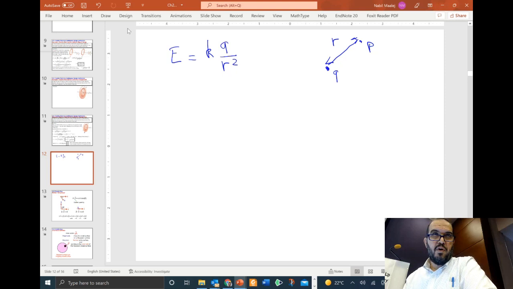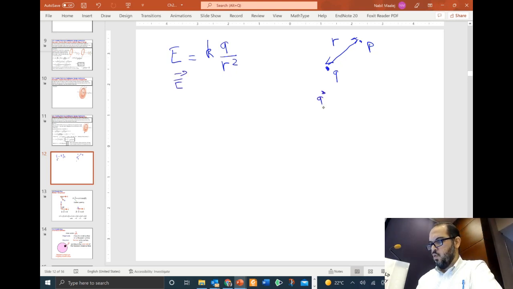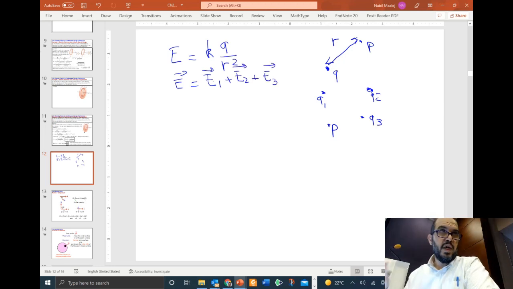So if we have a number of point charges, we can also use the superposition principle, and we said E total, if you have a number of charges Q1, Q2, Q3 and so on, and you are interested at a certain point P, the electric field is going to be E1 plus E2 plus E3. So you have to write them as a vector addition. You can determine the magnitude and direction of each vector, and you add the vector sum.